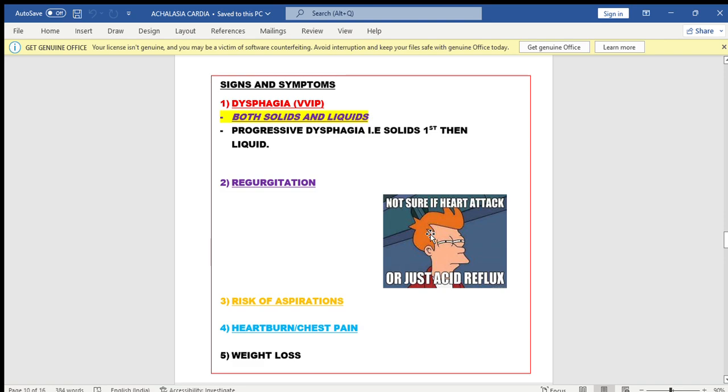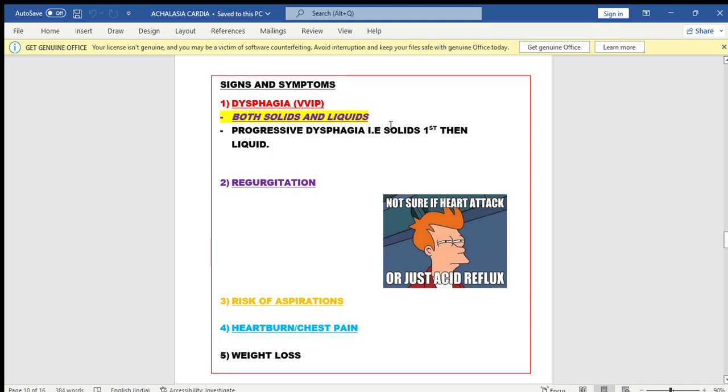Because of excessive food regurgitation and acidity, there's an increased risk of aspiration pneumonitis. Since you're going to be scared of eating because of all the symptoms that are produced, you're going to suffer from weight loss, right? So signs and symptoms are pretty easy.